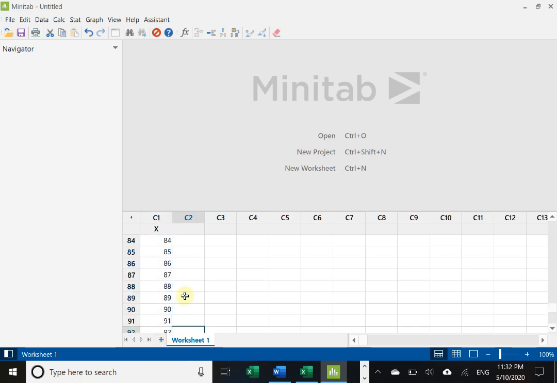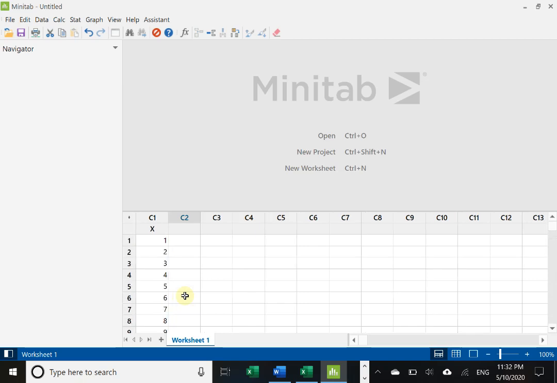I went all the way to 94. I didn't need to. In my note, actually, I went to 10. But that's okay. So there you go. Here are the outcomes, if you will, the values of the random variable x.